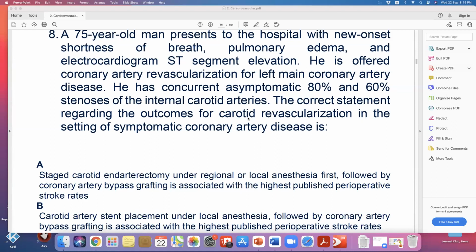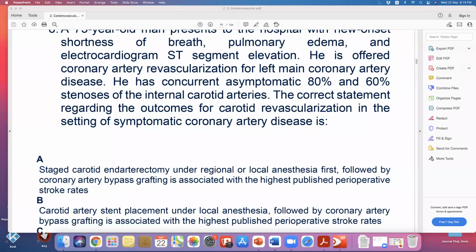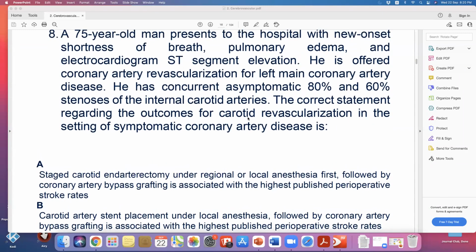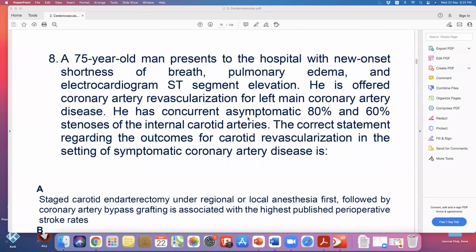I think putting a stent in a patient like this, if he has bradycardia or anything like this, you will have a problem with this patient. To do the carotid before the left main, I think it is risky. So if it is asymptomatic, 80% and the other 60%, and left main, I think we can bypass the carotid problem, leave it to another session, and focus our interest on the left main.